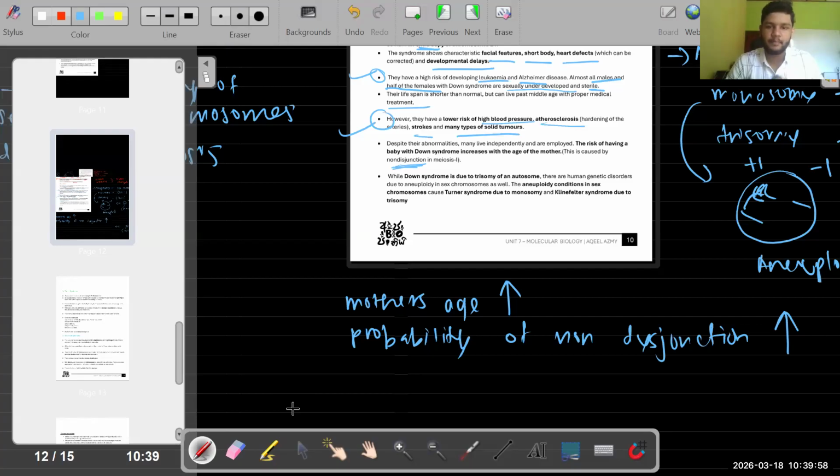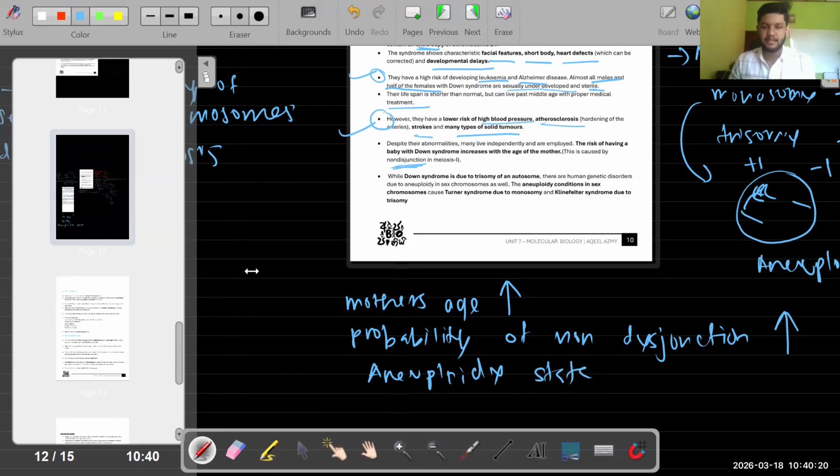What is that condition? Abnormal separation leads to what? Some sort of condition. What is that condition? This leads to aneuploidy, right? Aneuploidy state. So as the mother's age increases, the probability of non-disjunction increases. Due to this increase in non-disjunction, aneuploidy takes place. In aneuploidy, one chromosome more or one chromosome less is present. Right? Okay.